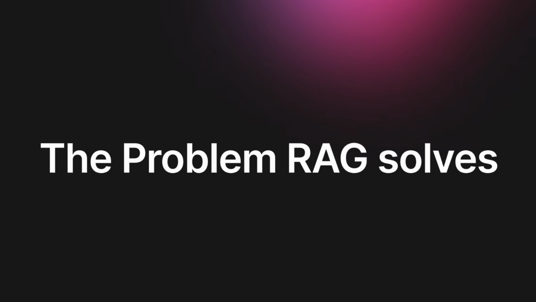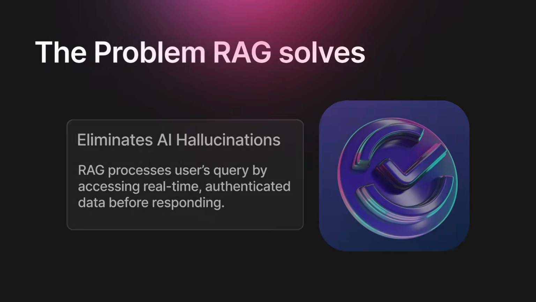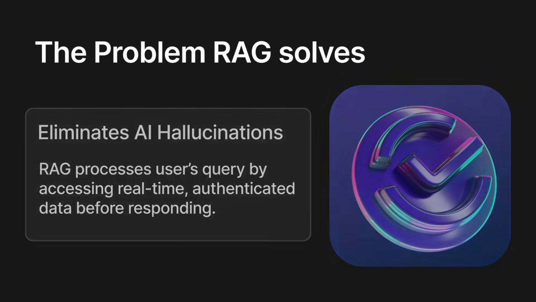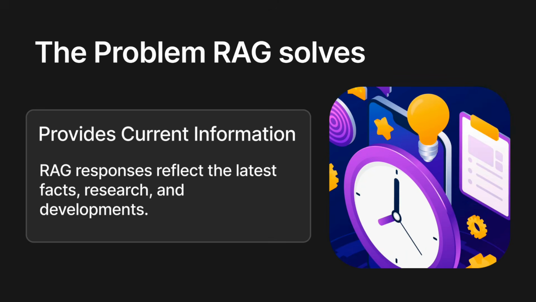Now, here is the problem that RAG solves. First, it eliminates AI hallucination. RAG grounds responses in verified external sources, preventing models from generating false or fabricated information by accessing real-time authenticated data before responding. Secondly, it provides current information. Unlike static AI models trained on outdated data sets, RAG connects to live databases and current sources, ensuring responses reflect the latest facts, research, and developments.